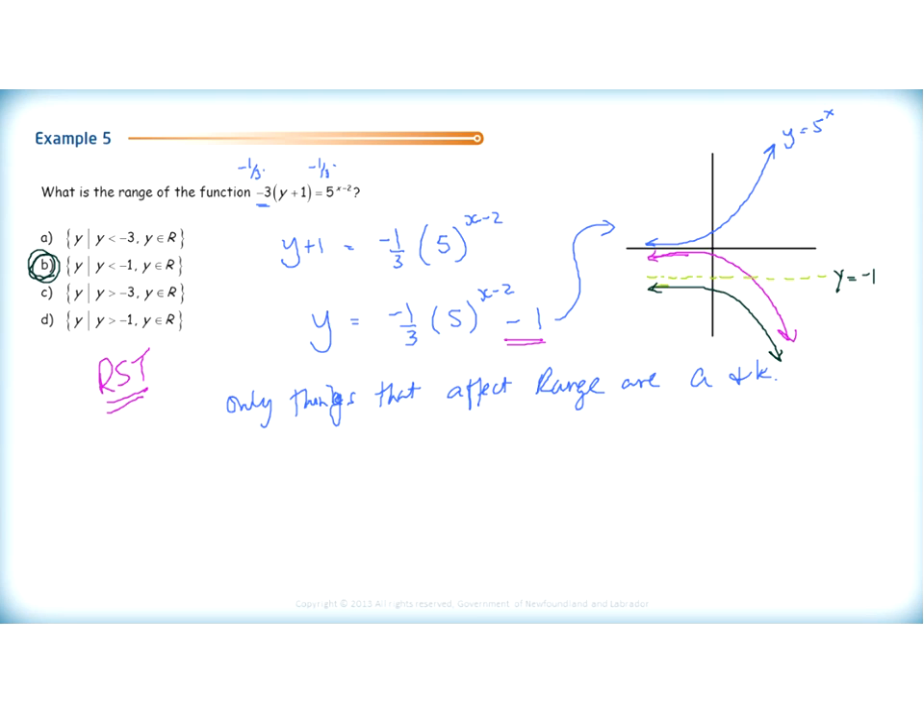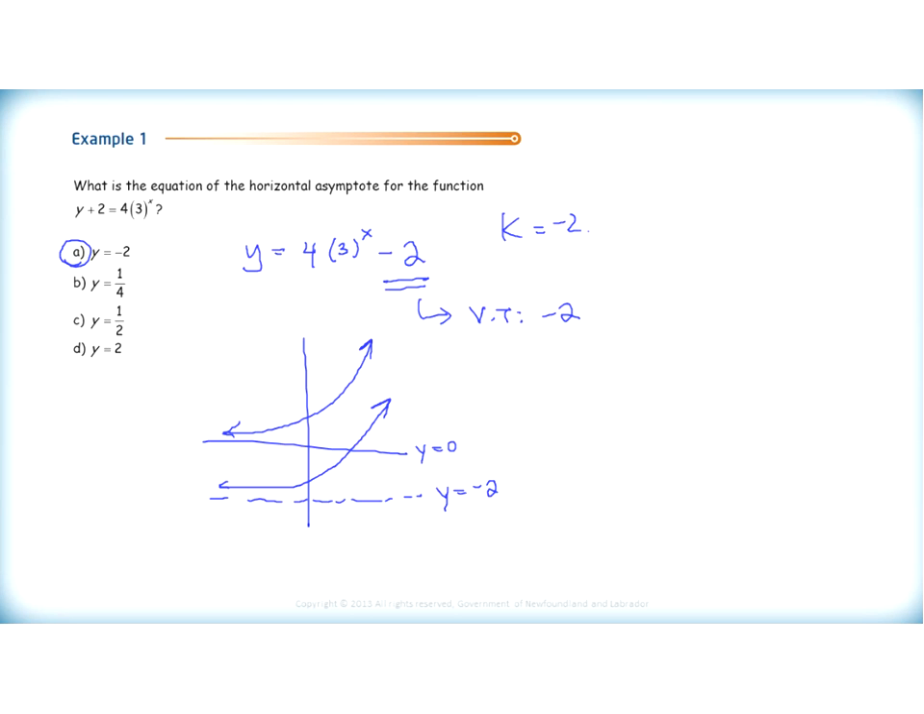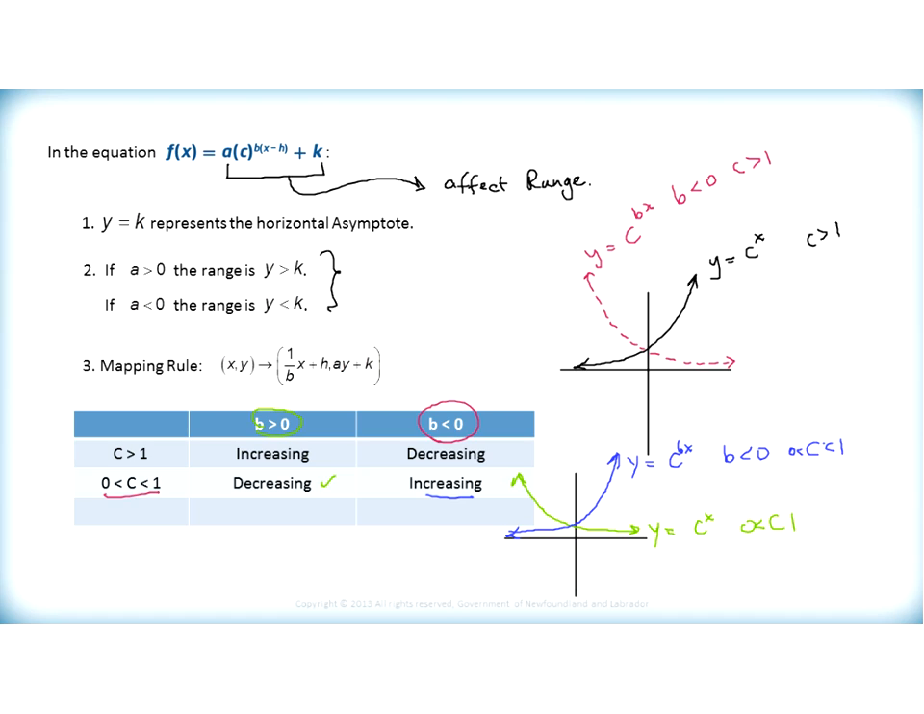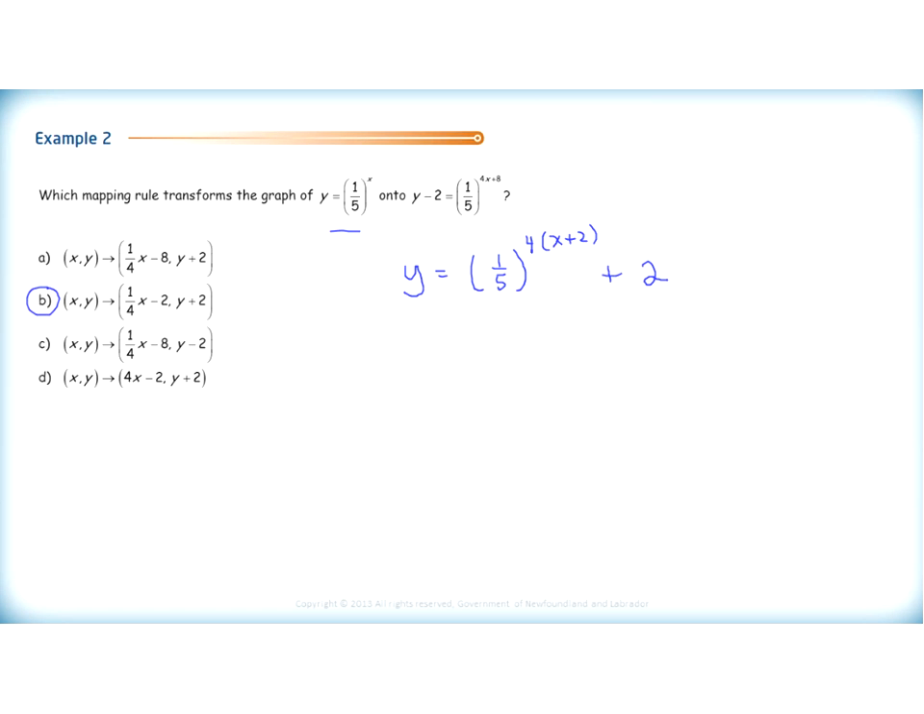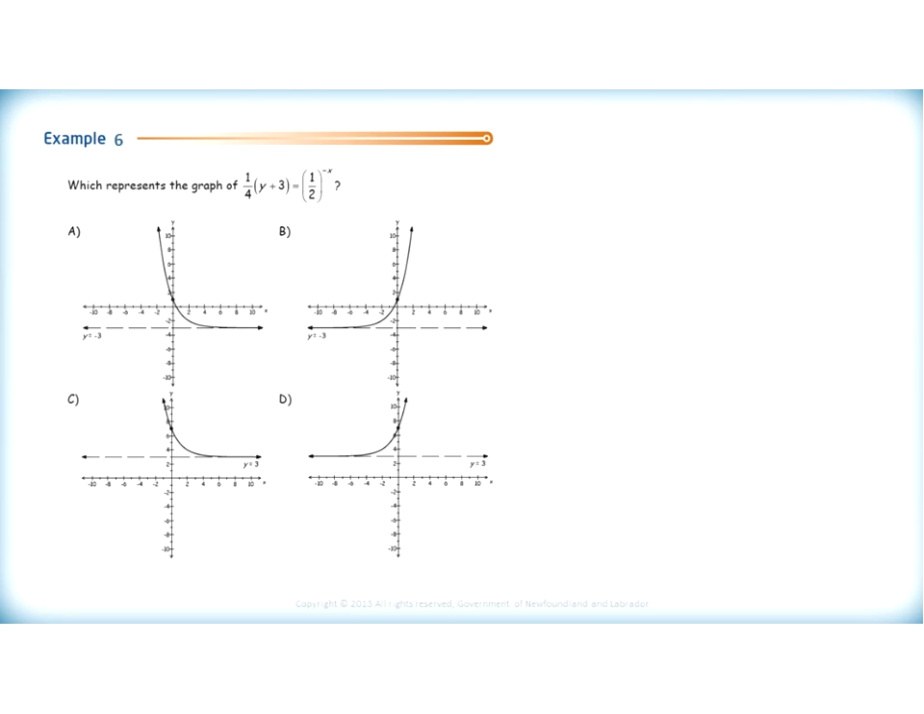Now again, if you want to memorize what I covered earlier, I'll go back to it. Right here: if a is greater than 0, the range is going to be y is greater than k. If a is less than 0, the range is y is less than k. That's exactly what I had over here. A was less than 0, so the range was y is less than k. K is -1, so y is less than -1. But I think it's important you understand why that is the case, and hopefully I've explained that there.